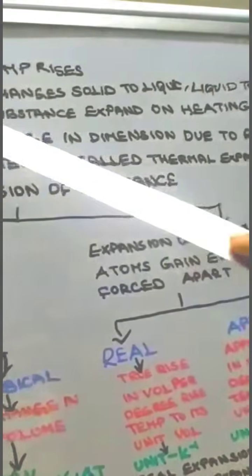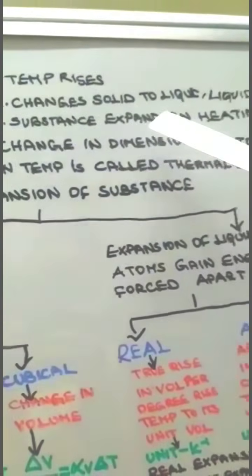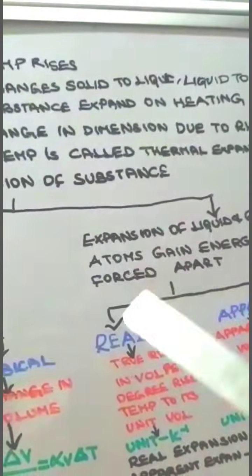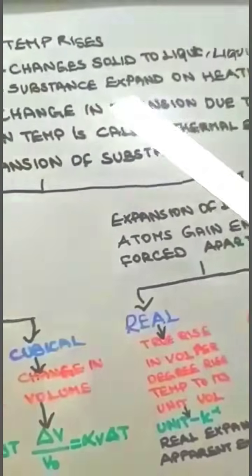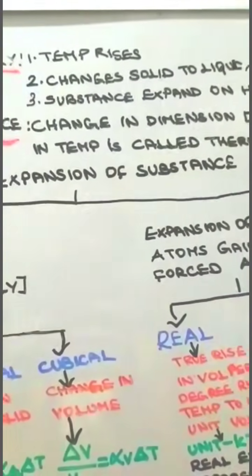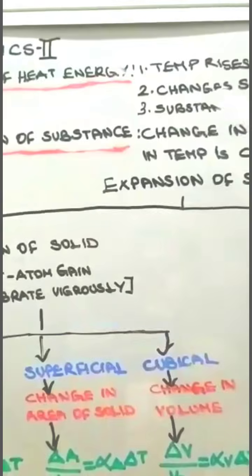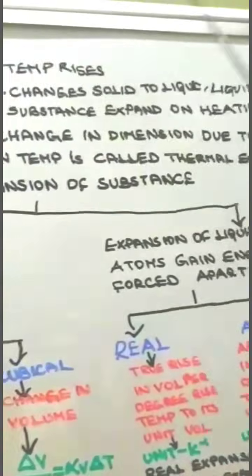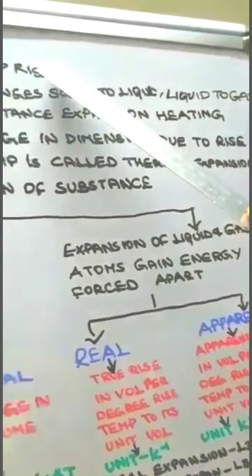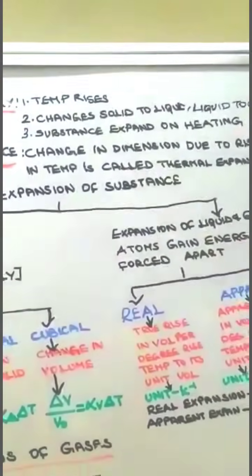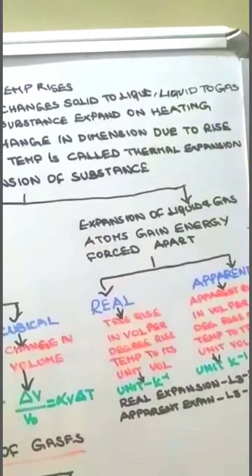The third effect is the substance expands on heating. So, usually the atoms in the solid, when you heat, start vibrating vigorously and hence it expands. So, these are the three changes or the effects of heat energy. And now we are going to see in detail the third change, that is, substance expands on heating.